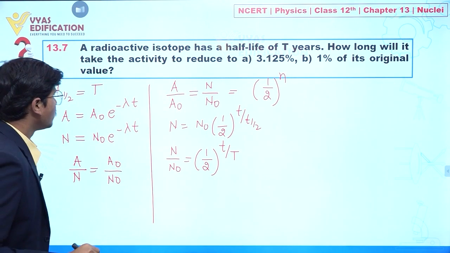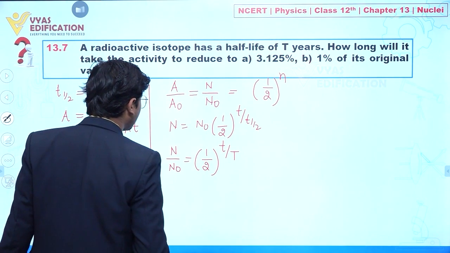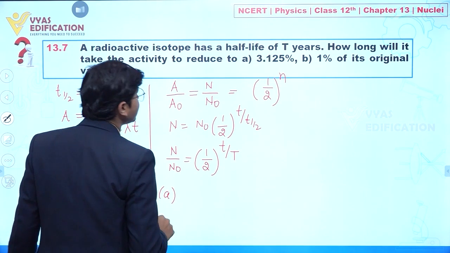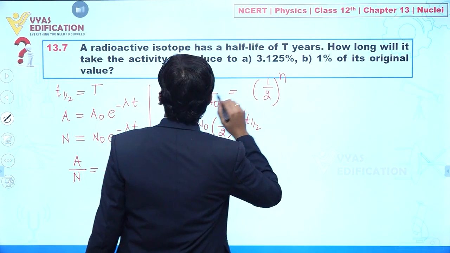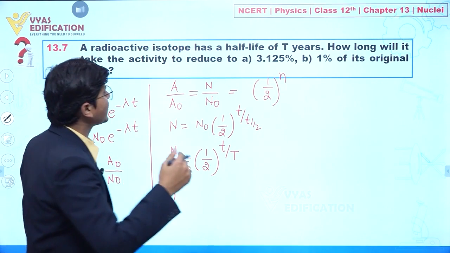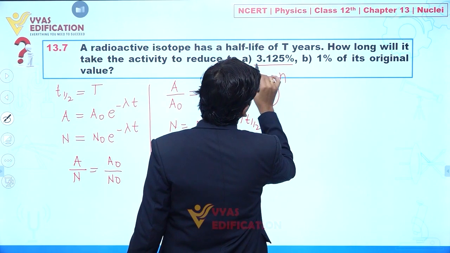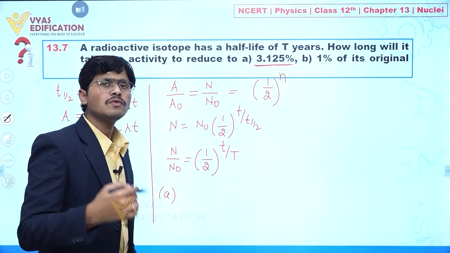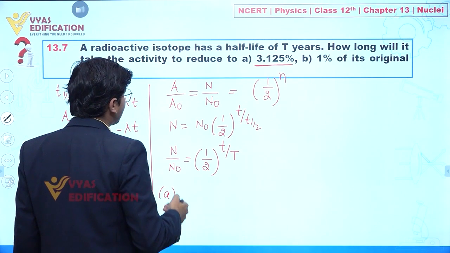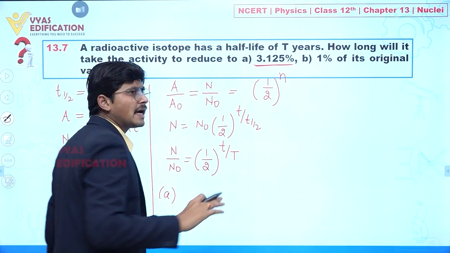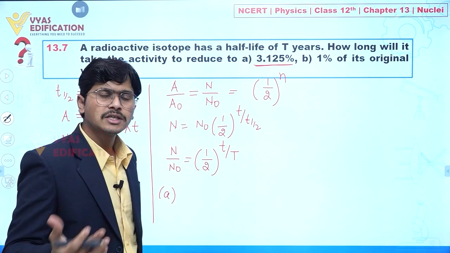Now I am talking about the first part. In the first part the activity is given, so the activity reduces to 3.125%. Definitely the activity ratio is the same as the ratio of the number of nuclei that remain undecayed.